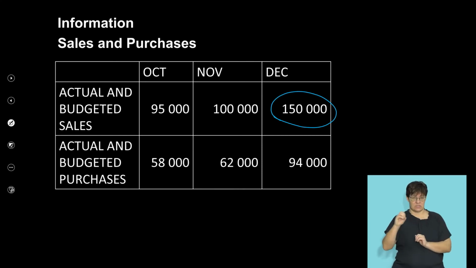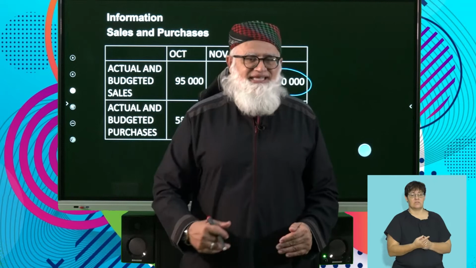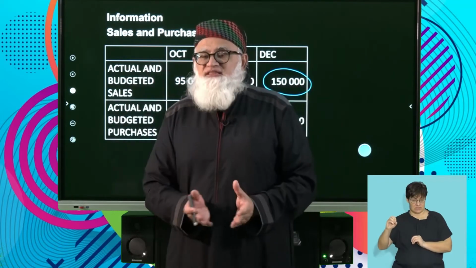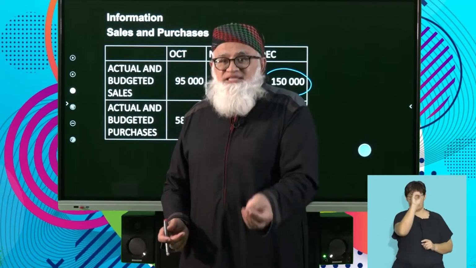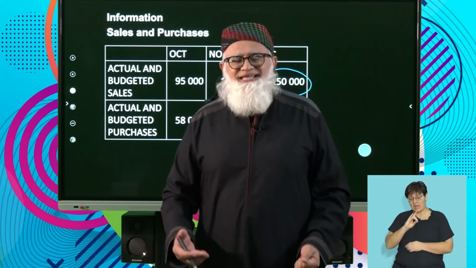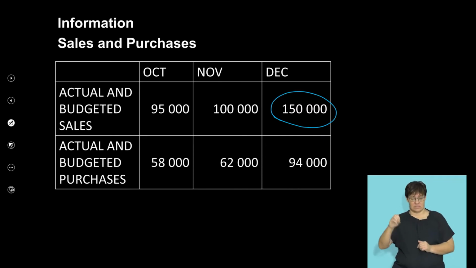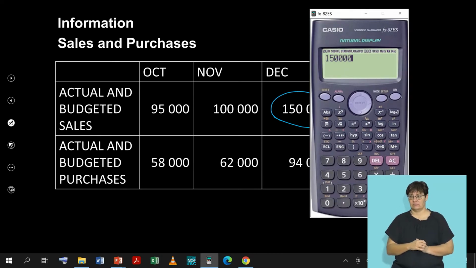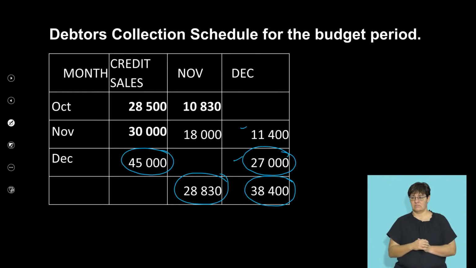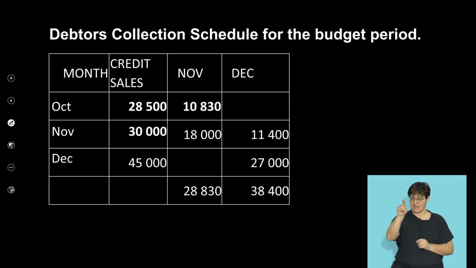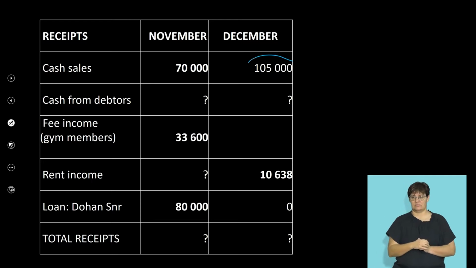The total sales figure was 150,000 Rand, right? But 30% was on credit, so obviously the cash sales component would be 70%. So you'll take 150,000, let's do that, 150,000 times your 70%, and that will give you a figure of 105,000. Let's go and see. We needed that figure, and that figure here you can clearly see is your 105,000.